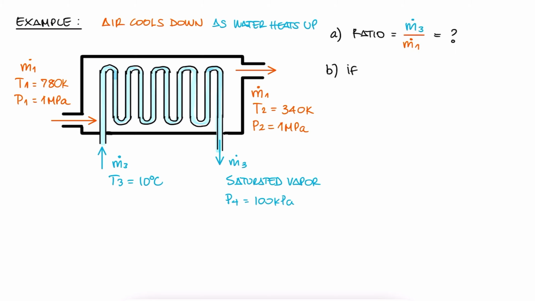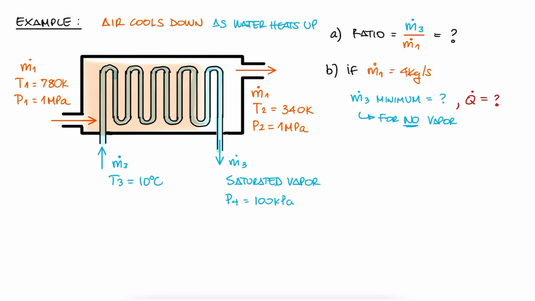Additionally, if the mass flow rate of air is 4 kilograms per second, what would the minimum mass flow rate of water need to be to prevent any water vapor from forming? And what is the heat transfer to the water? Remember to pause here and try to solve this problem yourself before watching the solution.